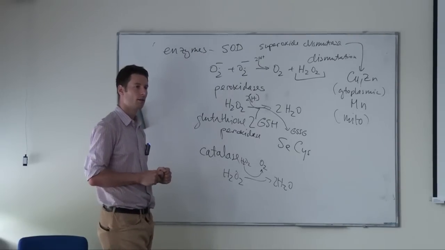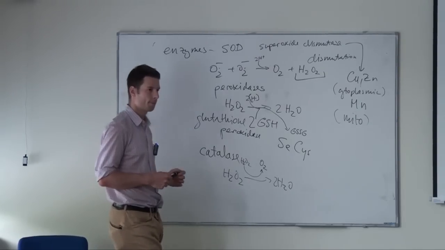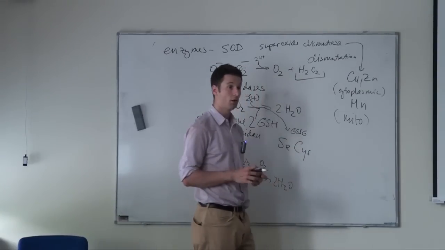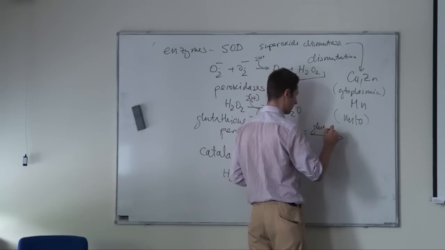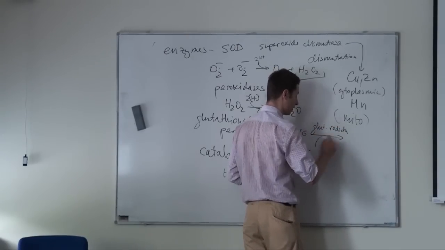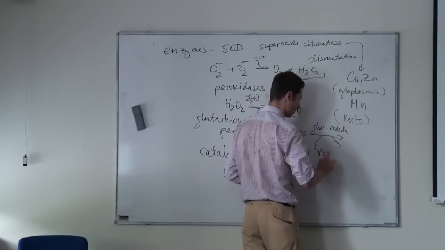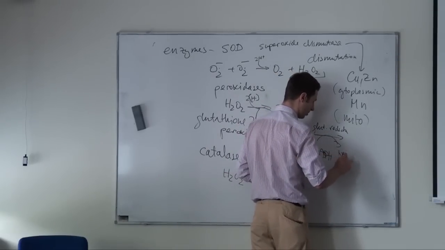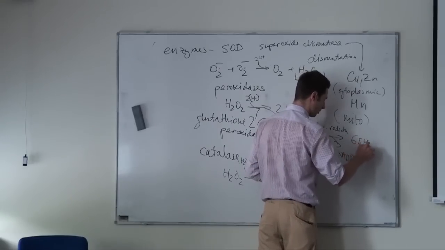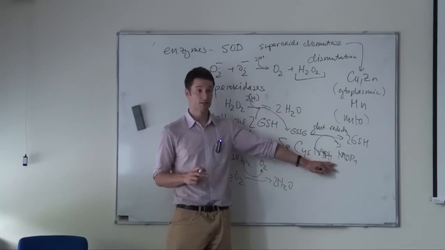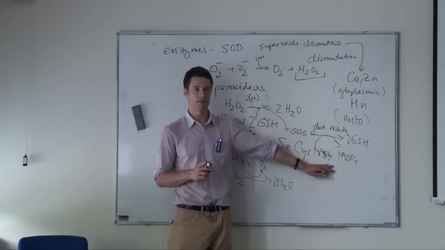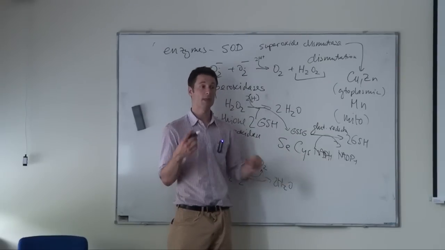How do we return them? Because obviously, if we have a lot of hydrogen peroxide, we get a lot of GSSG. We have to have some mechanism. There is an enzyme called glutathione reductase, which uses NADPH, and it's NADP plus. It reduces oxidized glutathione.